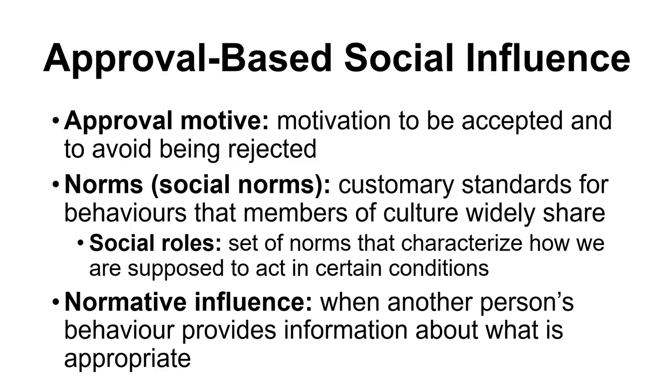So a bunch of terms here, and you're going to find lots of repetition. So we'll start by talking about norms or social norms, which leads to normative influence and so on. But our social norms are just customary standards for certain behaviors that members of a culture will widely share. So in this case, our social role or social norm is how we're supposed to behave in a particular setting based on what is normal for the group we're in.